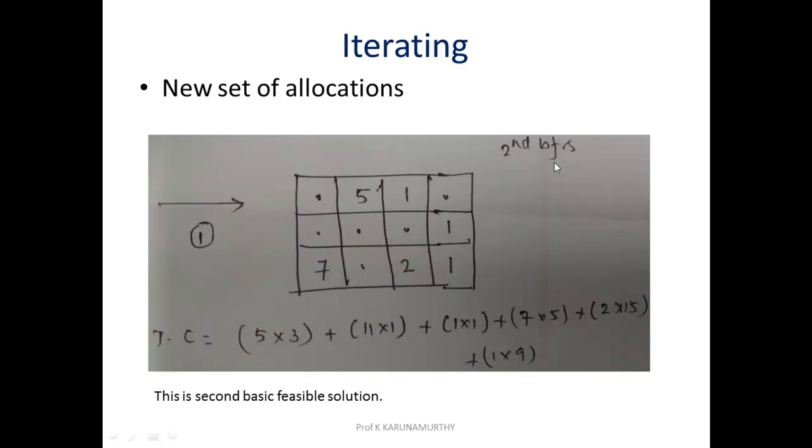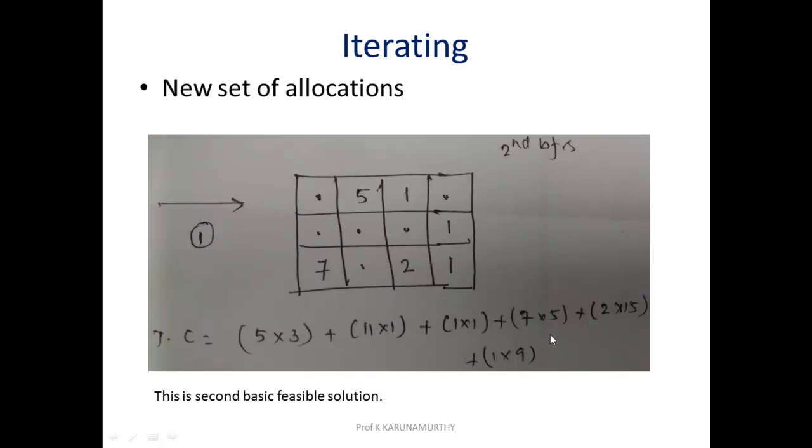Before we proceed for the optimality test, let us find out the transportation cost corresponding to this. So transportation cost is like, this is 5 quantity we have allocated here, and the unit transportation cost corresponding to the cell is 3. So 5 into 3, and here the unit transportation cost is 11 and the quantity allocated is 1. Similarly you multiply all these allocated quantities with the unit transportation cost, you will get the total transportation cost.